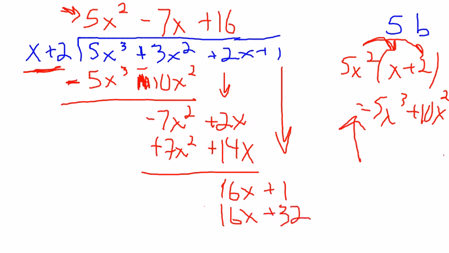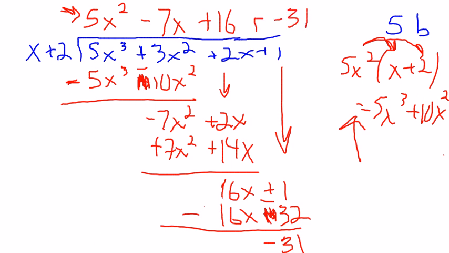Now I need to subtract. So I subtract this, which now you can see I need to change the sign here. When I add those now, because I've changed the sign, I get negative 31, and that's my remainder. That's what's left over. And I can write remainder negative 31, or if you want, I'm going to write it down in the corner, negative 31 over the divisor, which was x plus 2. That's totally fine as well.